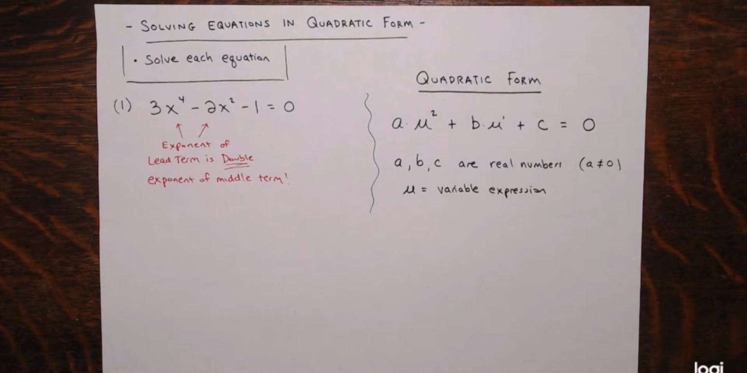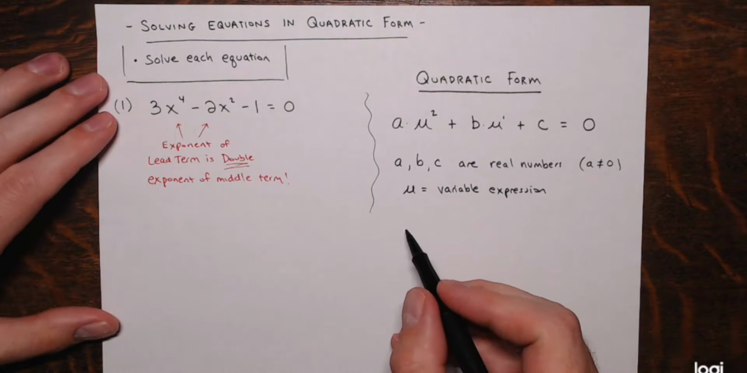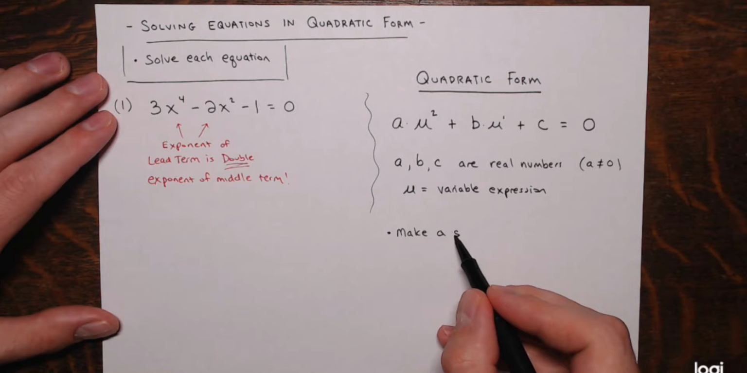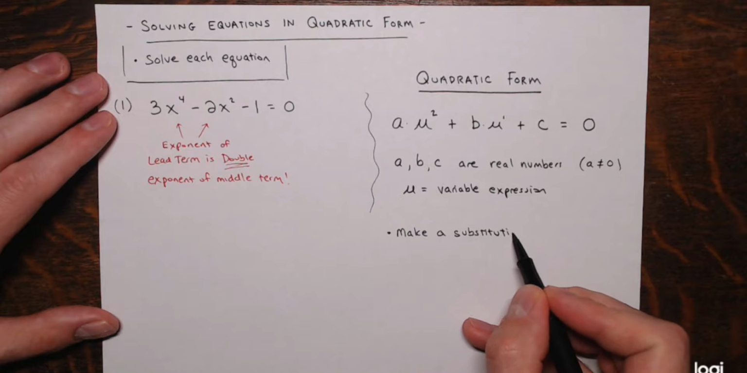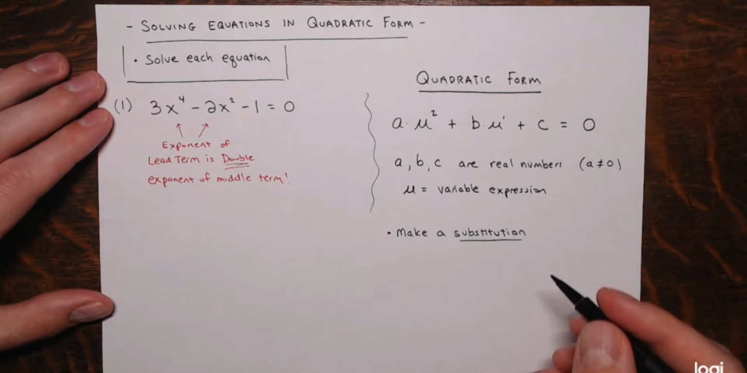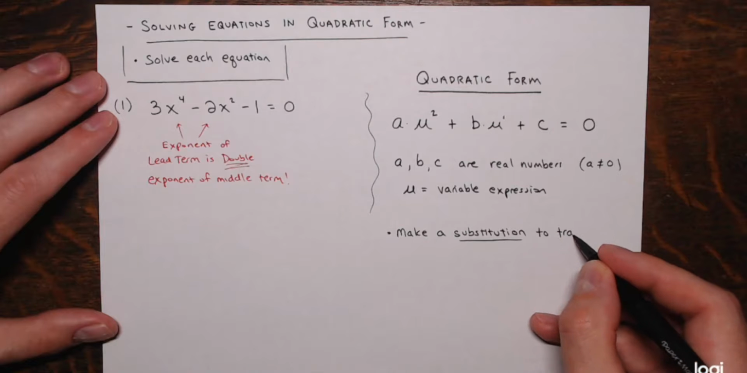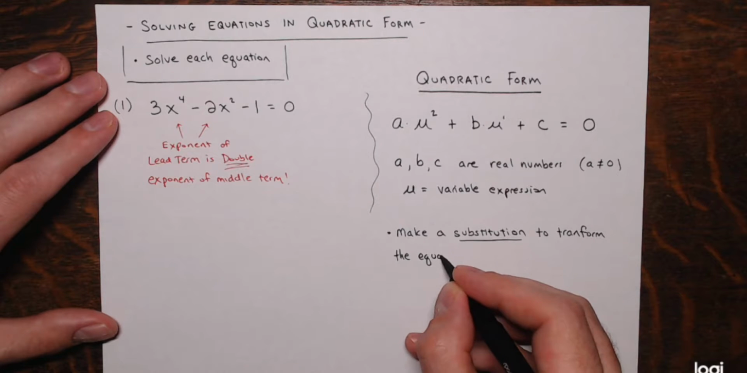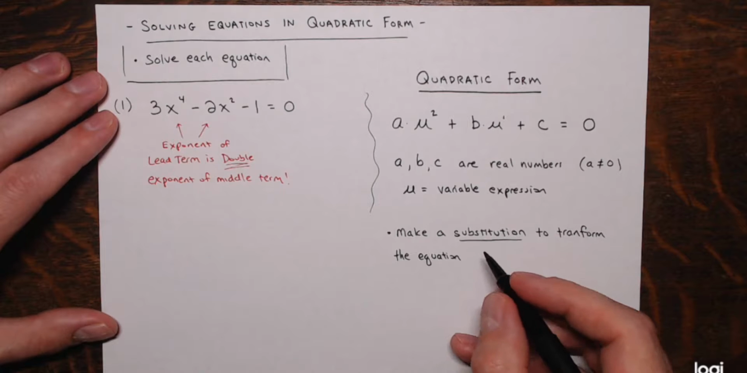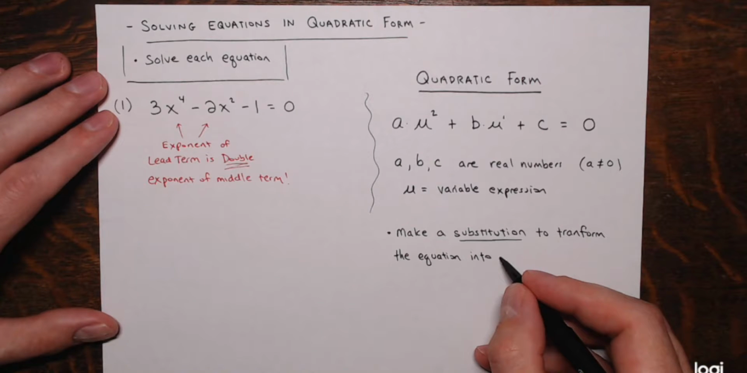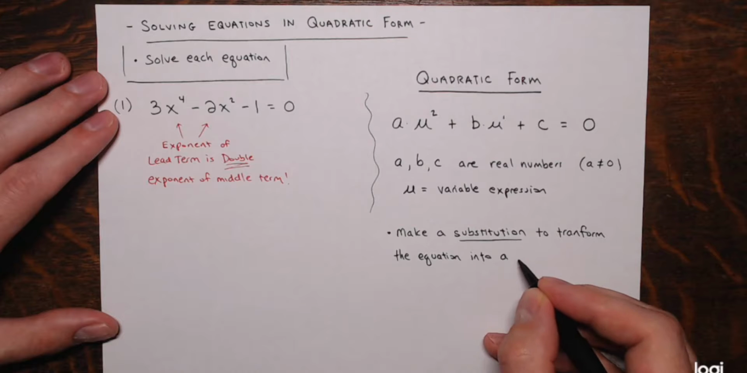So here's what I'm going to do, and also what they suggest you do in the reading of the textbook: we're going to make a substitution. We're going to make a substitution to transform our equation into a quadratic equation. You'll see what I mean in a second. So transform the equation into an actual quadratic equation in some variable. It's not going to be the variable we started with, you'll see.